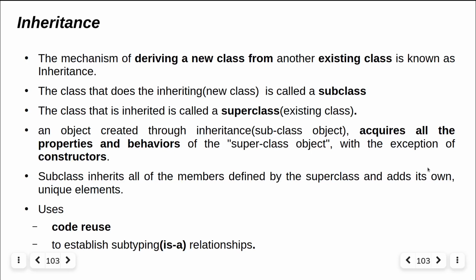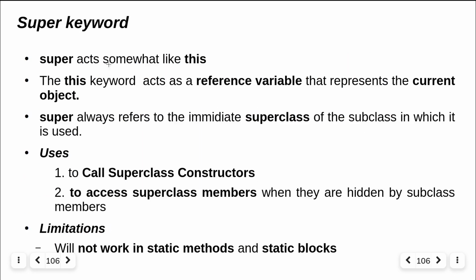In the previous class we have seen the inheritance topic. Today let us discuss the super keyword. The super keyword acts somewhat like the this keyword. We have already discussed the this keyword. The this keyword acts as a reference variable that represents the current object.